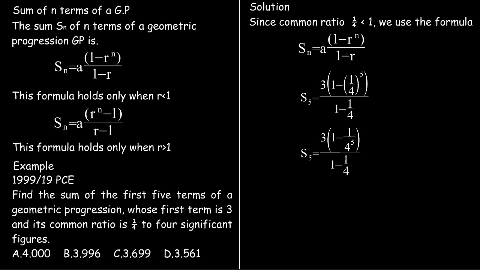Simplifying our bracket and our denominator, S5 will be equal to 3 in bracket 0.9990, that's 1 minus 1 divided by 4 to the power of 5, which is 0.990 approximately, divided by 0.75, our denominator. And when we divide this, S5, or the sum of the first 5 terms, will be equal to 3.996 to 4 significant figures.